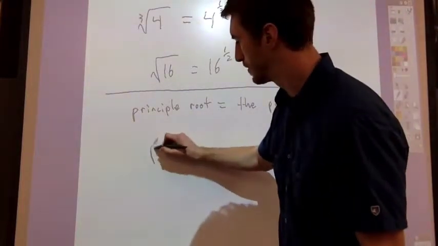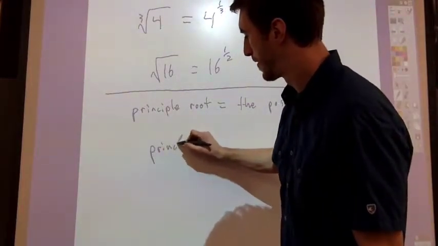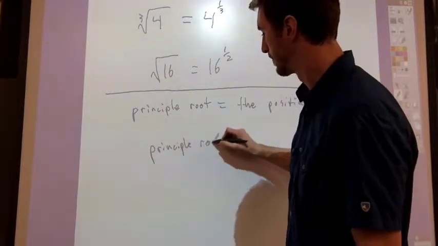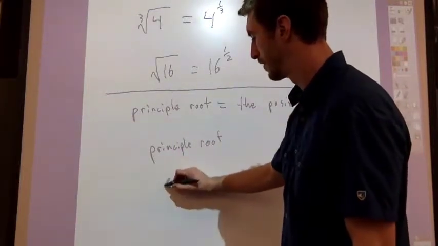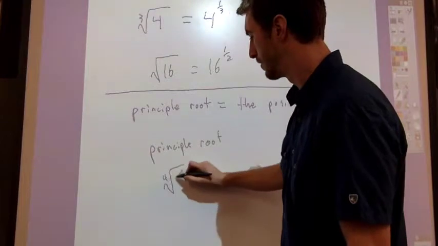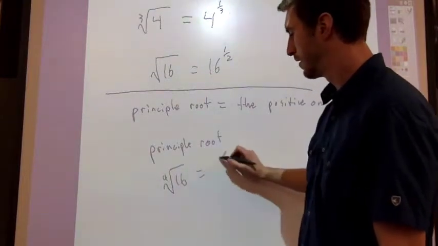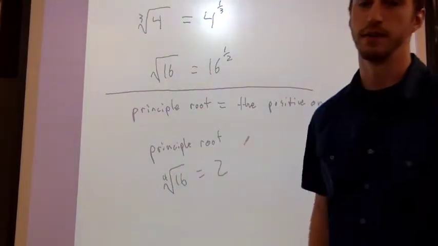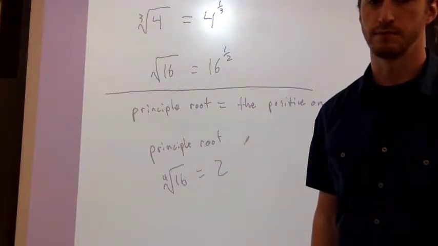So if it wants the principal root of the fourth root of 16, you would just write 2. You wouldn't write plus or minus. Okay.